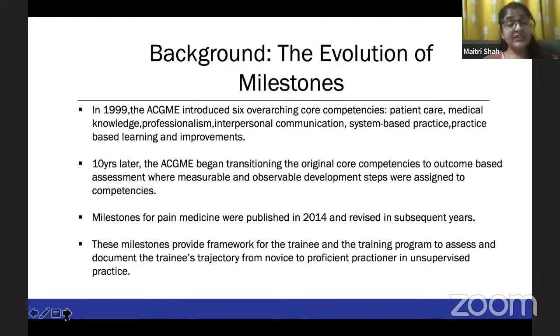Background. In 1999, the ACGME introduced 6 overarching core competencies: patient care, medical knowledge, professionalism, interpersonal communication, systems-based practice, and practice-based learning and improvement. 10 years later, the ACGME began transitioning the original core competencies to outcome-based assessment, where measurable and observable developmental steps were assigned to competencies. Milestones for pain medicine were published in 2014 and revised in subsequent years. These milestones provide a framework for trainees and the training programs to assess and document the trainee's trajectory from novice to proficient practitioner in unsupervised practice.